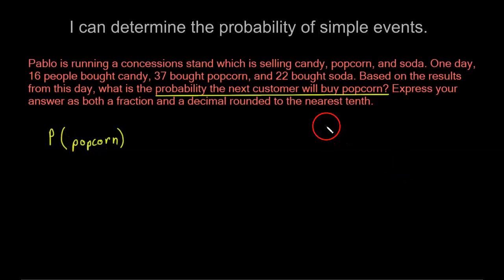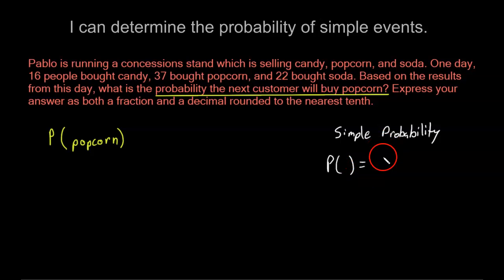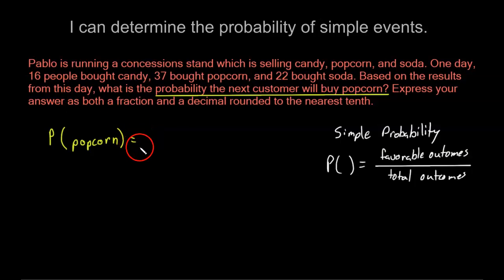When we're calculating simple probability, the P of whatever we're talking about is equal to the favorable outcomes over the total outcomes. So simple probability is the ratio between the favorable outcomes over the total outcomes. In this situation, our favorable outcomes would be the amount of popcorn bought. So there were 37 people that bought popcorn.